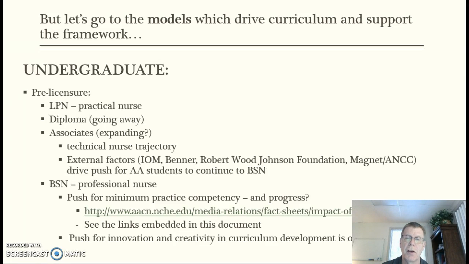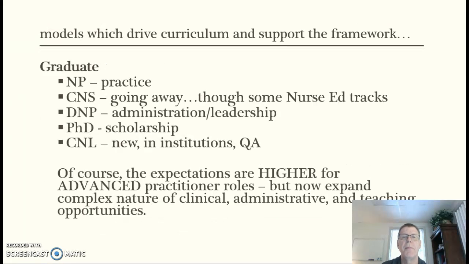We're pushing for innovation and creativity relative to how we teach individuals, to make sure that they can demonstrate competency in a clinical context and in a didactic context of taking the NCLEX, all that. All right. So think about those kinds of considerations.